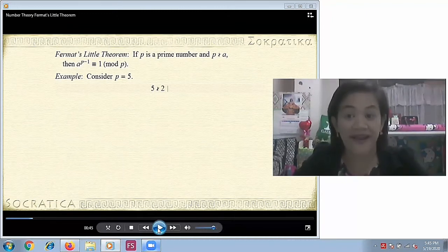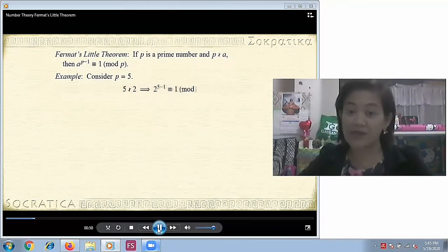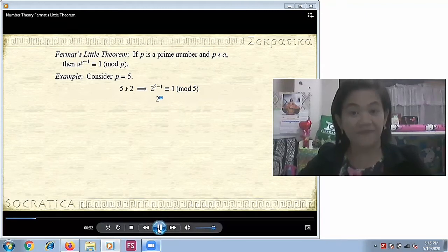So what is your A there? A is 2. Your P is 5. So through Fermat-Little theorem, that will become 2 raised to 5 minus 1 is congruent to 1 mod 5. And that should be 2 raised to 4 is congruent to 1 mod 5.